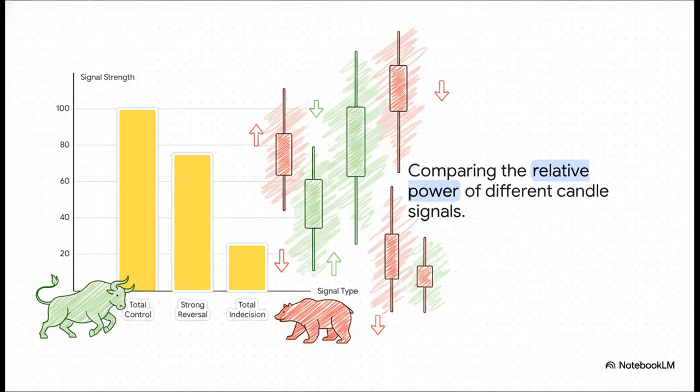So this chart just gives you a really quick way to visualize the power dynamic we've been talking about. At one end of this spectrum, you've got the marubozu. That's total control. At the complete other end, the doji, which is total indecision. And somewhere in the middle, you have those powerful reversal singles like the hammer.